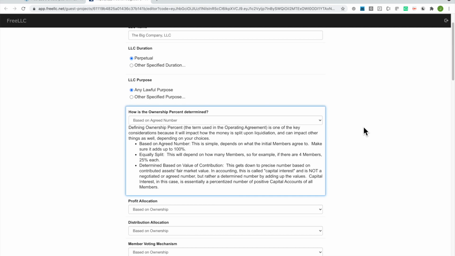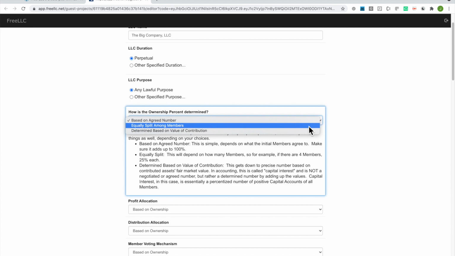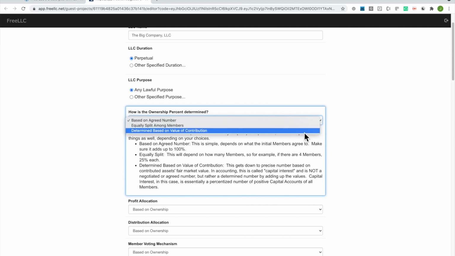Obviously, ownership percentage is one of the most important things to consider when creating the LLC, but how are you going to determine it? I think there are generally three ways to do it. You could split it evenly, or you could just agree to some arbitrary number like 60-40, or you can be a little bit more precise and try to add up the value of your contributions and calculate the percentage out of that. And that would be this option.